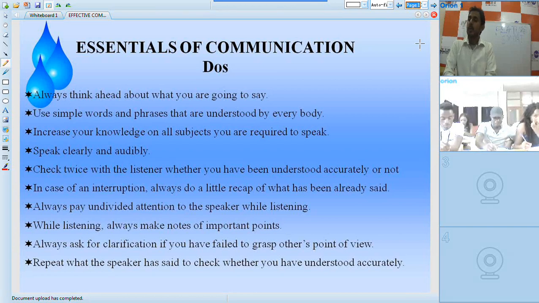You need to repeat the words or the lines that speakers have said, because it conveys the message whether you are understanding accurately or not. If you are understanding it accurately, then you need to repeat the words that the speakers have said.